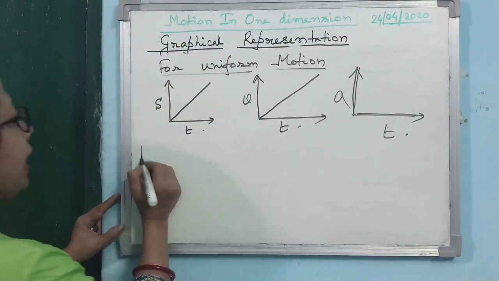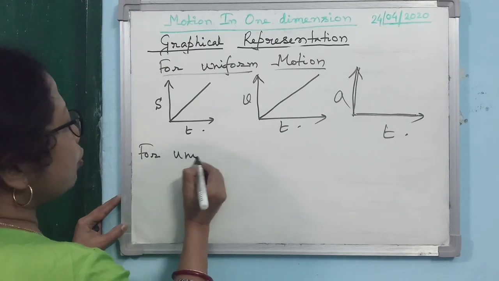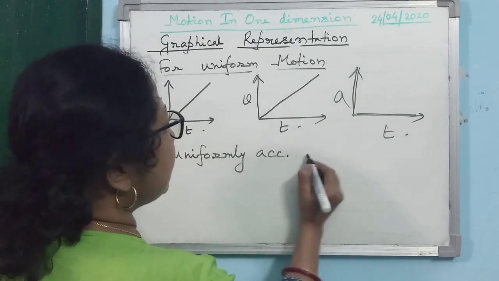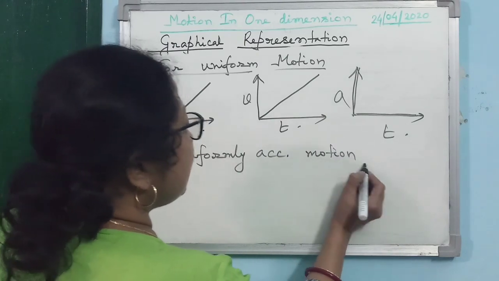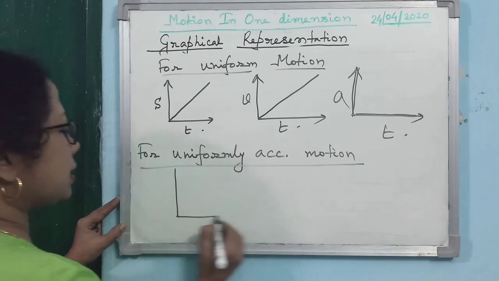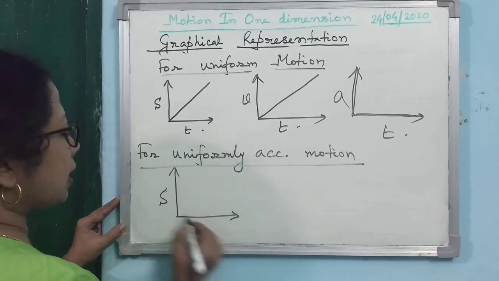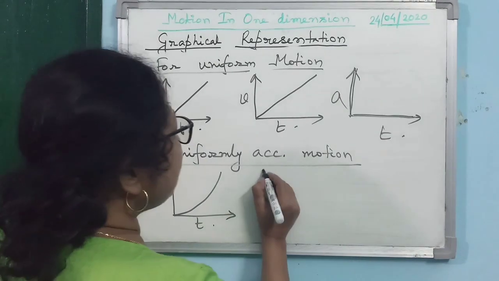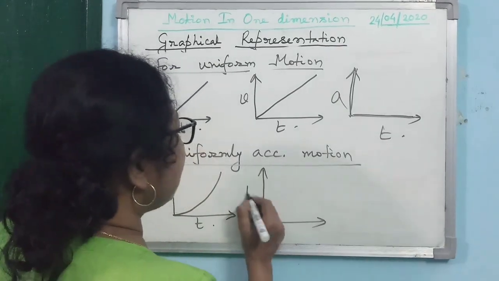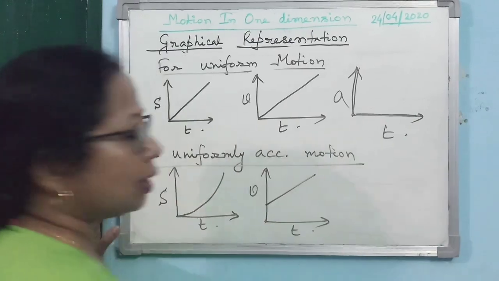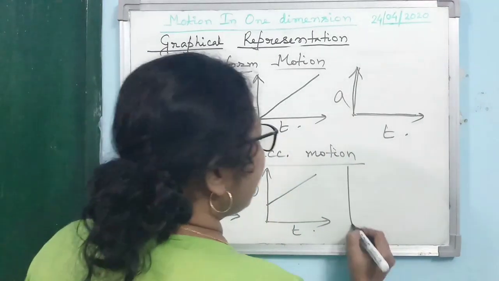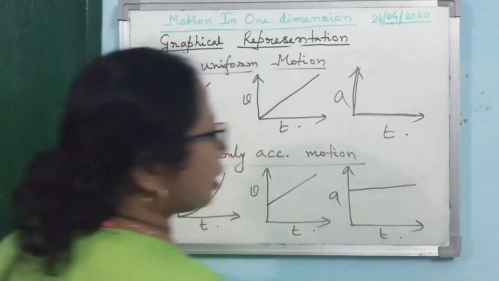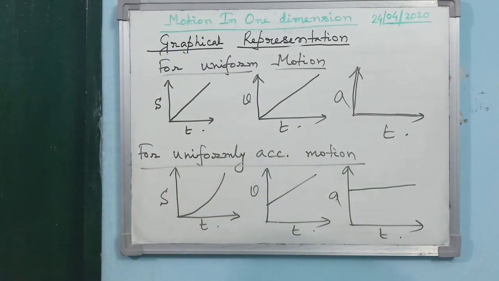Clear? Then the next one is for uniformly accelerated motion. If it is asked to plot the s-t graph for uniformly accelerated motion, this is the s-t graph. For uniformly accelerated motion, what is the velocity time graph? This is the velocity time graph. And what is the acceleration versus time graph? The acceleration versus time graph is a straight line passing through the origin.